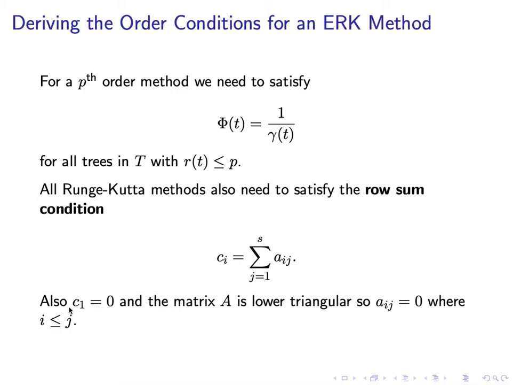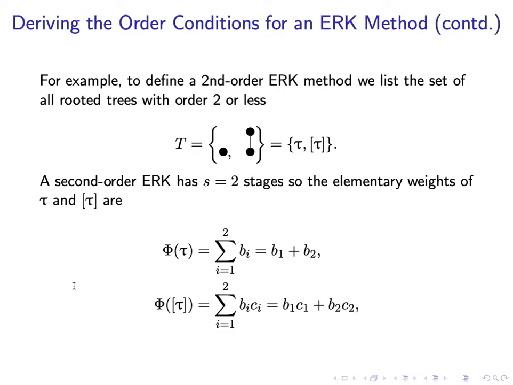Also, for an explicit Runge-Kutta method, C1 is always 0, so that means A11 is always 0, and matrix A is lower triangular, so Aij will be equal to 0 whenever i is less than or equal to j. So let's have a look at an example. We're going to define a second order explicit Runge-Kutta method using trees. So first thing we do is we list all the rooted trees with order 2 or less, which is quite a simple thing to do. It's just 2 of them, the basic tree with order 1, and there's only 1 tree of order 2. So this gives us our 2 trees.